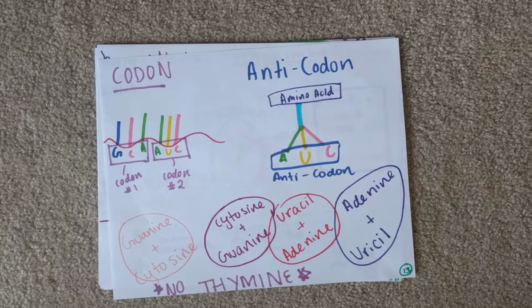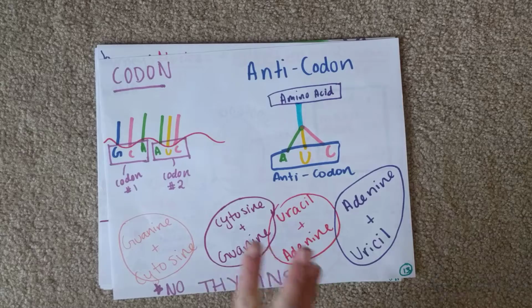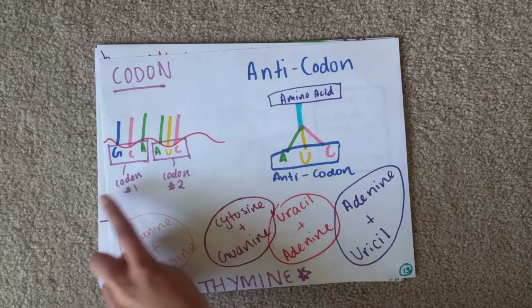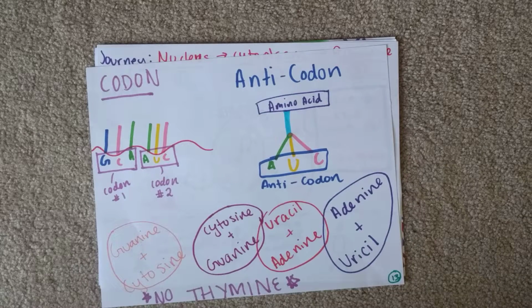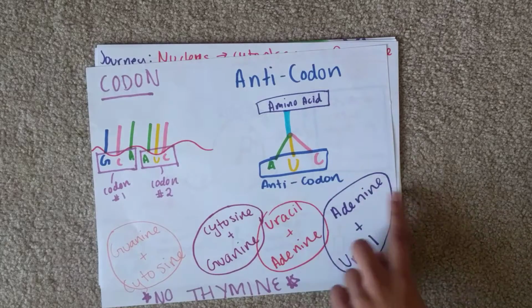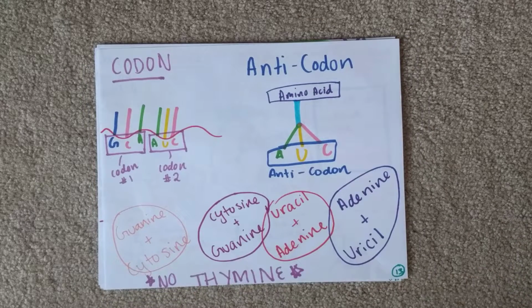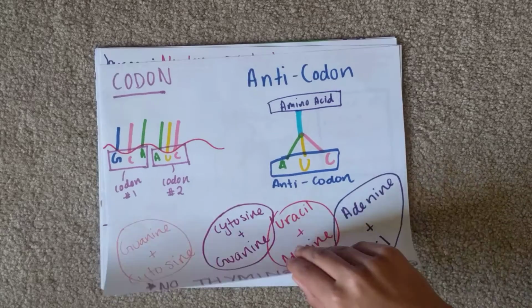Before we talk about translation, it is important to know that a codon is a grouping of 3 bases on our mRNA, and an anticodon is a grouping of 3 bases on tRNA. Each codon will have a specific complementary anticodon. Remember the base pairing rules mentioned before in this video. Guanine pairs to cytosine, cytosine pairs to guanine, uracil pairs to adenine, and adenine pairs to uracil. Remember, neither tRNA nor mRNA have thymine.